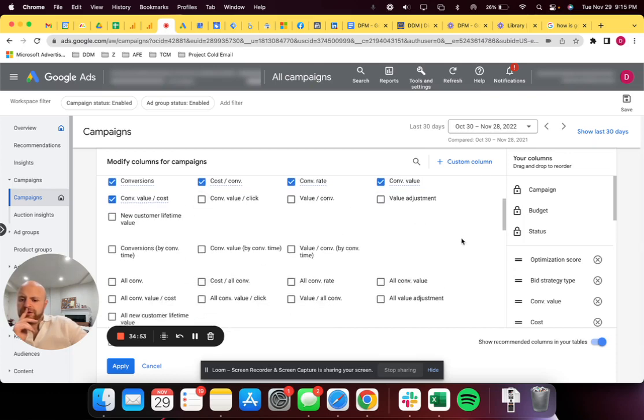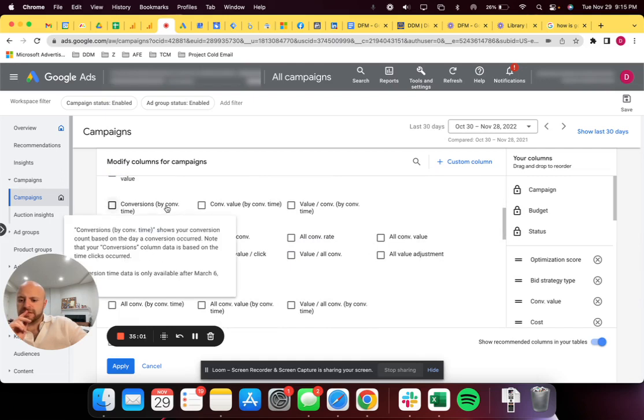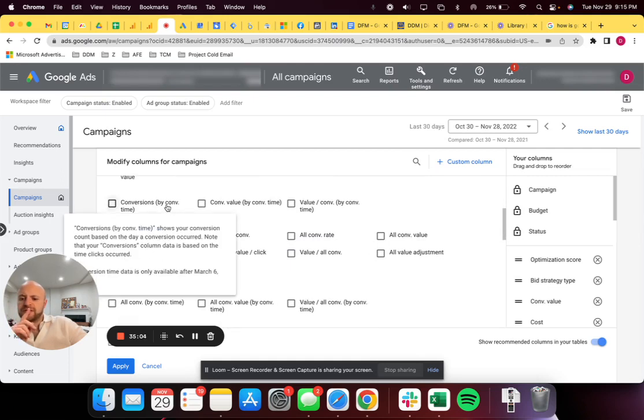So we talked about all this stuff. Conversions. All right, here's the interesting one, by conversion time, that I want to look at too. The difference is it shows your conversion count based on the day a conversion occurred. If you have conversions versus conversions by time, conversions is going by when the click happened. When did the click happen for it to convert? Conversions by time shows you the conversion count based on the day a conversion happened.